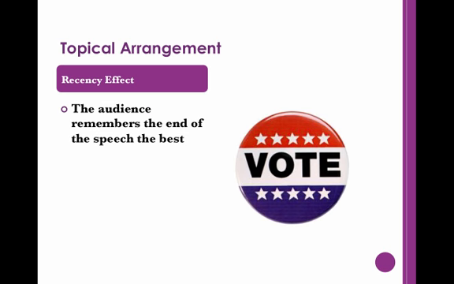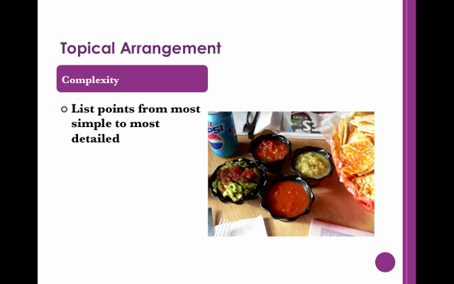The recency effect has to do with the idea that the audience remembers the end of the speech the best. Because of this, you may want to list your most persuasive arguments last. Say you were giving a speech on which presidential candidate to vote for. If you wanted your audience to vote for a specific candidate, you would list that person last. Because of the recency effect, your audience will remember the details about that candidate the best when they go to the polls to vote. The third topical pattern involves complexity.